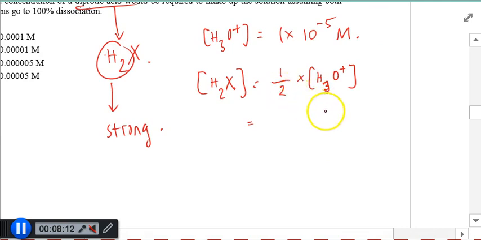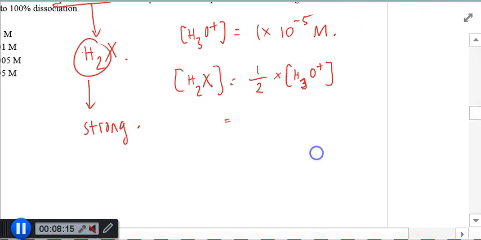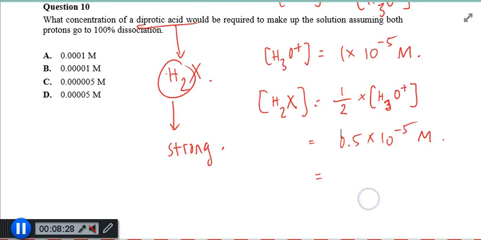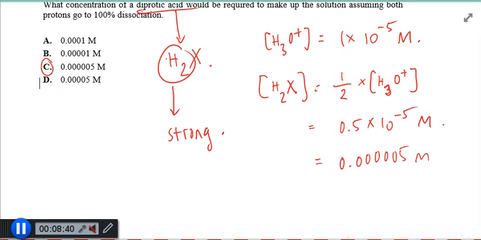So I just multiplied the concentration of the hydronium ions by half, and that should give you 0.5 times 10 to the negative 5 molar, or, and I guess they have a lot of dots, so that will be 0.000005 molar. So just moving that decimal place across 5 times gives us this one, 5 zeros.